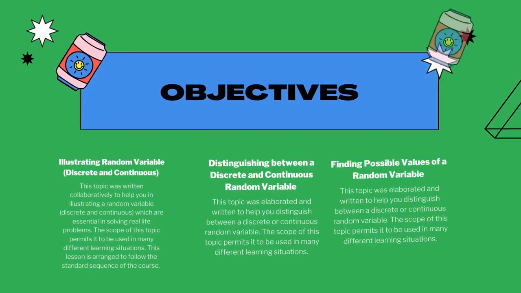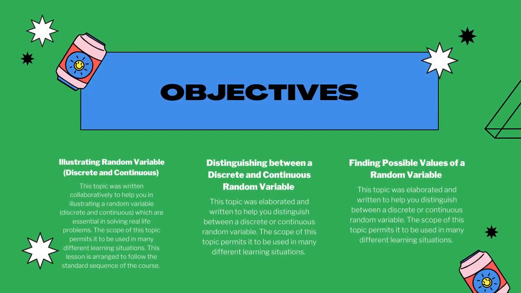Illustrating random variable, discrete and continuous. This topic was written collaboratively to help you in illustrating a random variable, discrete and continuous, which are essential in solving real-life problems. The scope of this topic permits it to be used in many different learning situations. This lesson is arranged to follow the standard sequence of the course. We are expected to: one, define random variable, and two, illustrate random variables, discrete and continuous.